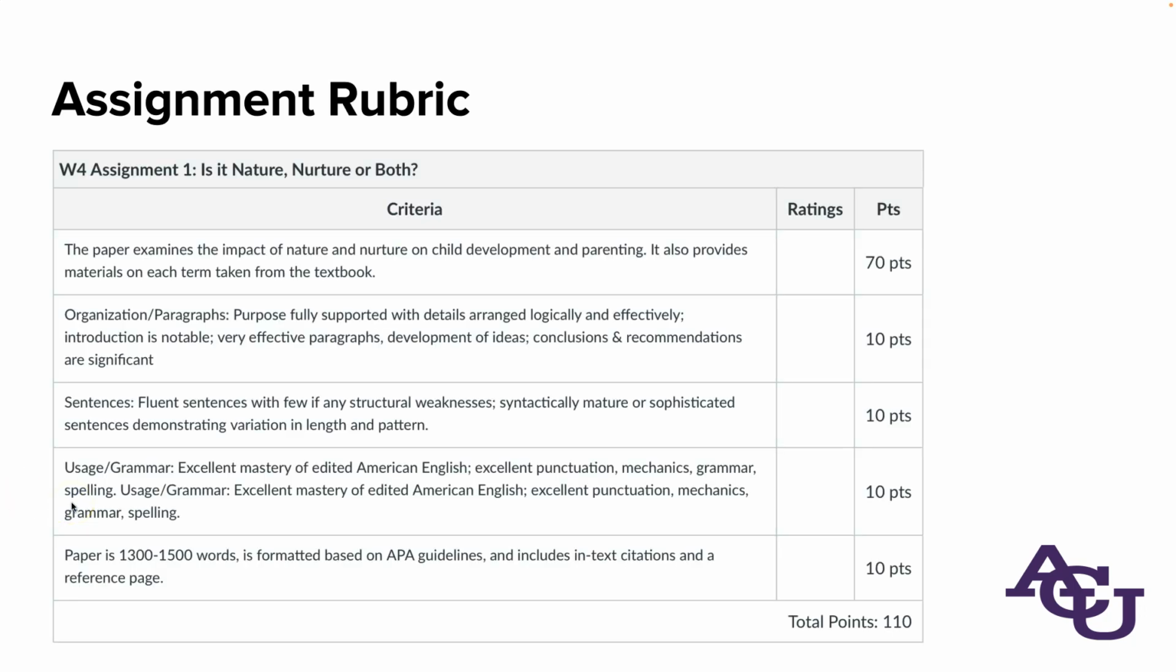And if we look at the rubric here, we see that 10% of the points go to, is it the right length, and generally following APA style. We have about 9% going to that. We've got about another 9% going to, is it well written, punctuation, proofread, etc. Notice that another 9% goes to fluent sentences with few if any structural weaknesses. This is looking at the quality of your argument. And same thing with the organization of paragraphs.